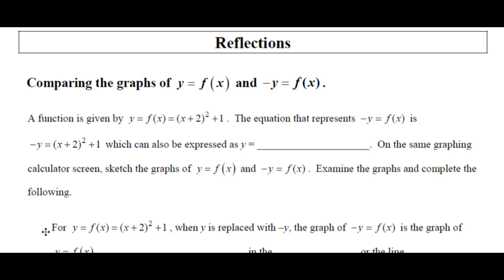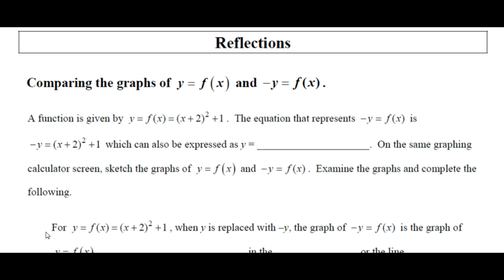Okay, reflection. So I asked you to do the first part of this, so we'll just go through and summarize. Comparing the graph of y equals f of x and negative y equals f of x. A function is given by y equals f of x. Now this is a general function, this is specific: (x plus 2) quantity squared plus 1. It's something we can graph. The equation that represents negative y.